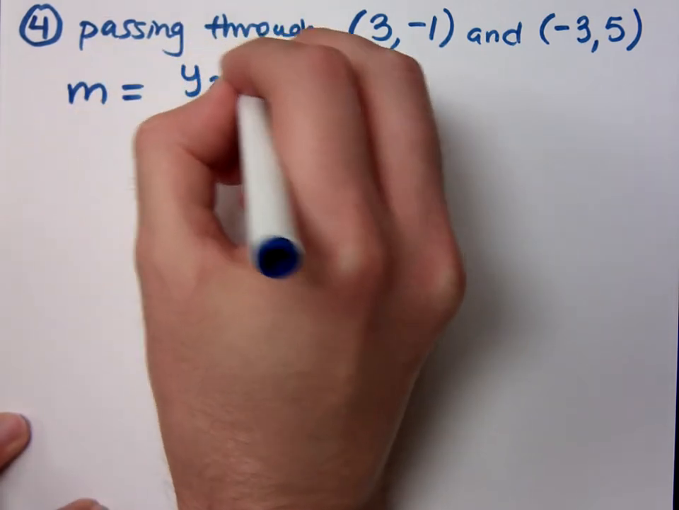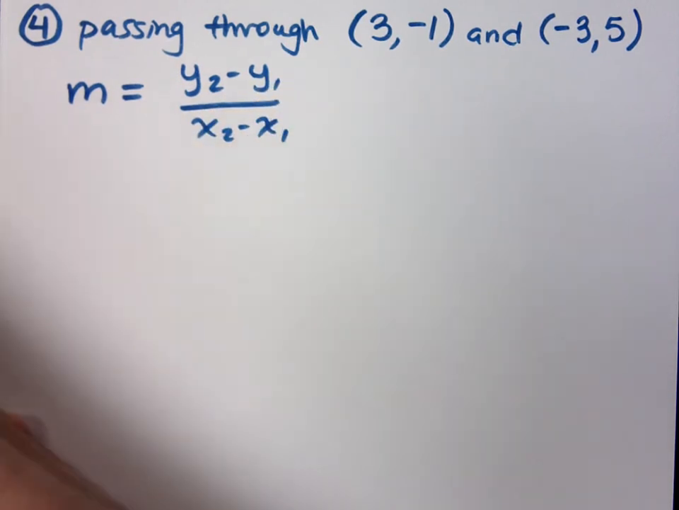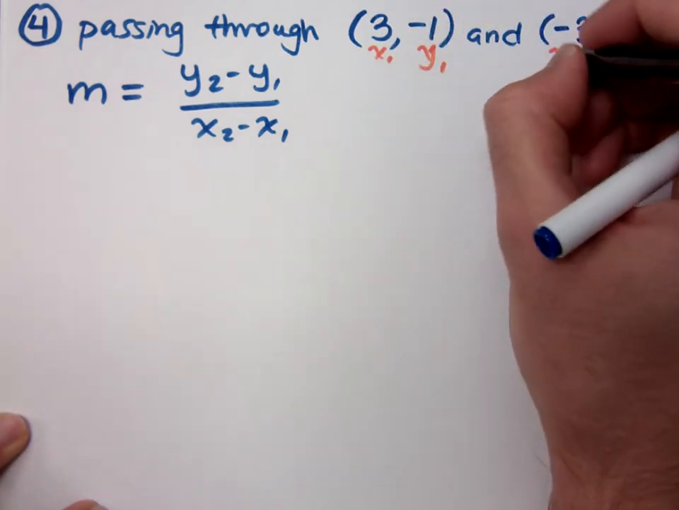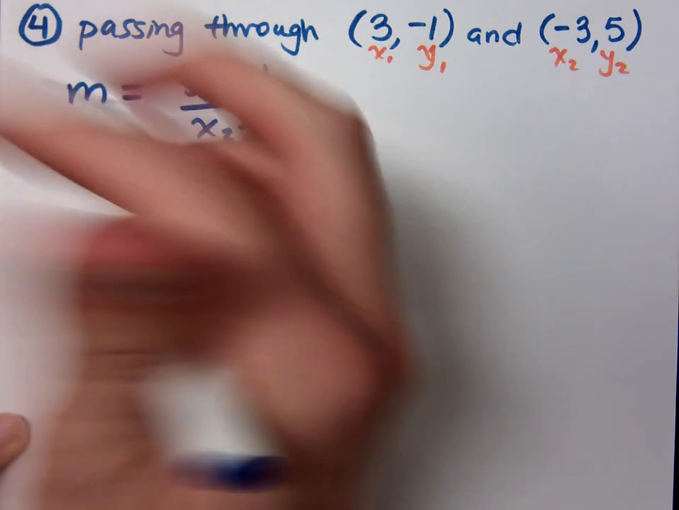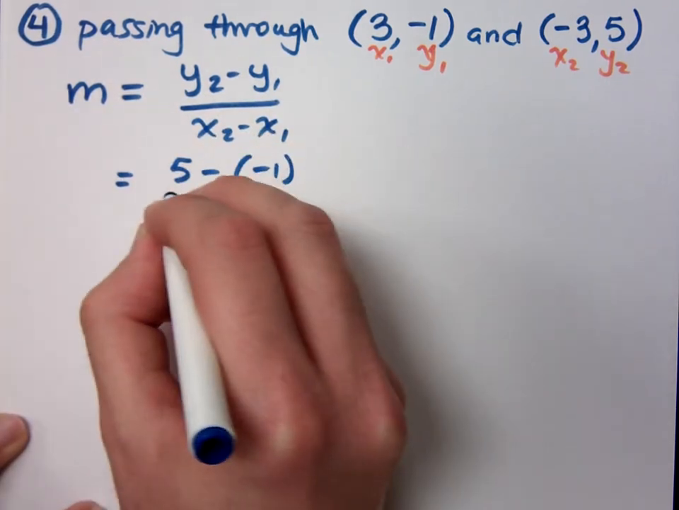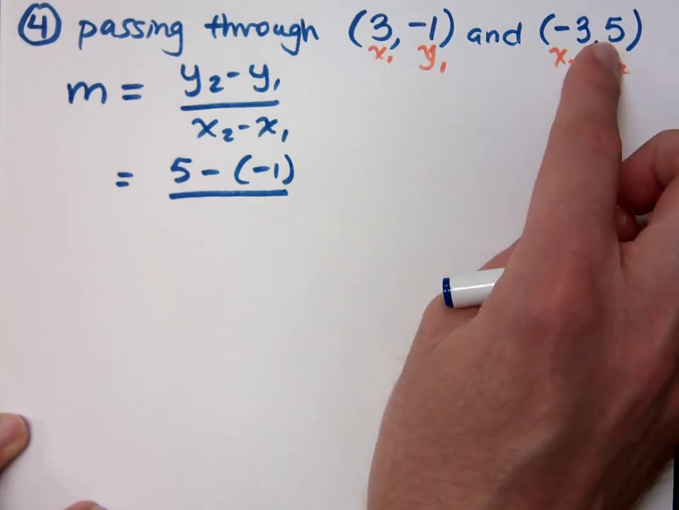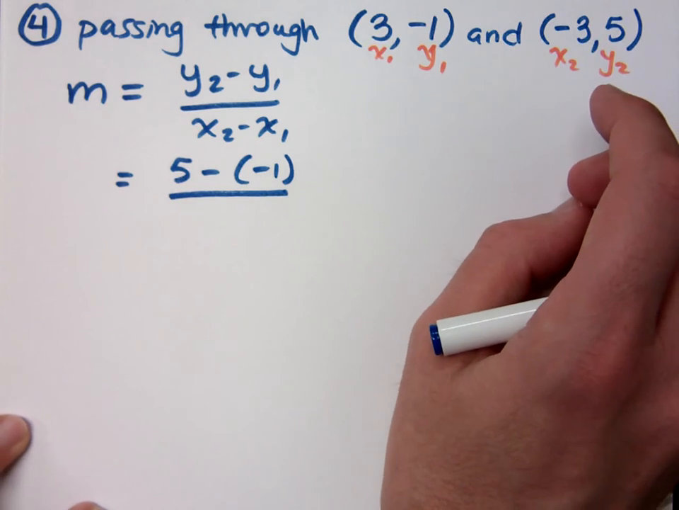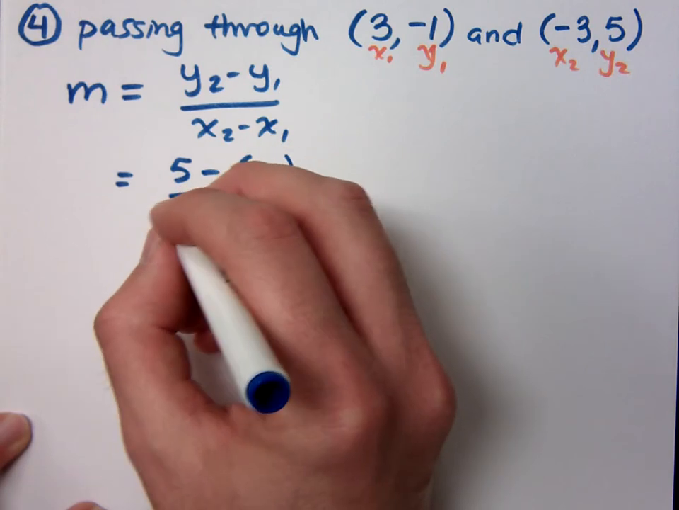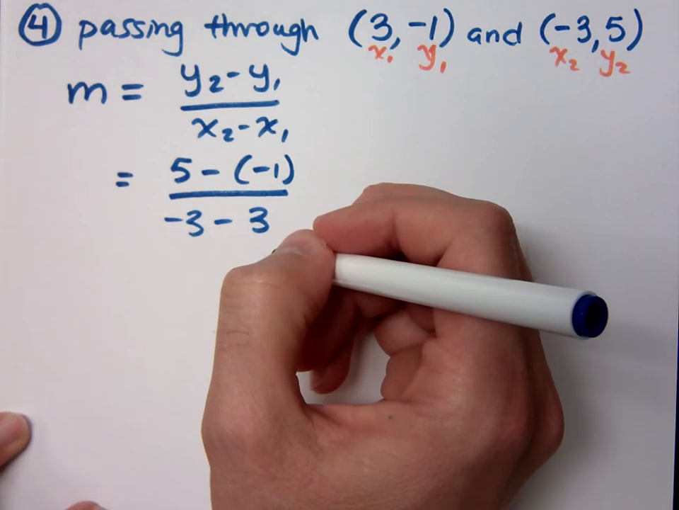Slope is y2 minus y1 over x2 minus x1. So depending on how you label these, I go x1, y1, and x2, y2. So y2 is 5 minus y1, which is -1. Think about that. It's the change in the y. So from -1 to 5, that was a change of 6 units, right? So in the denominator, I've got -3 minus 3. Make sure you do these signs correctly. Get the sign backwards and it doesn't make sense.